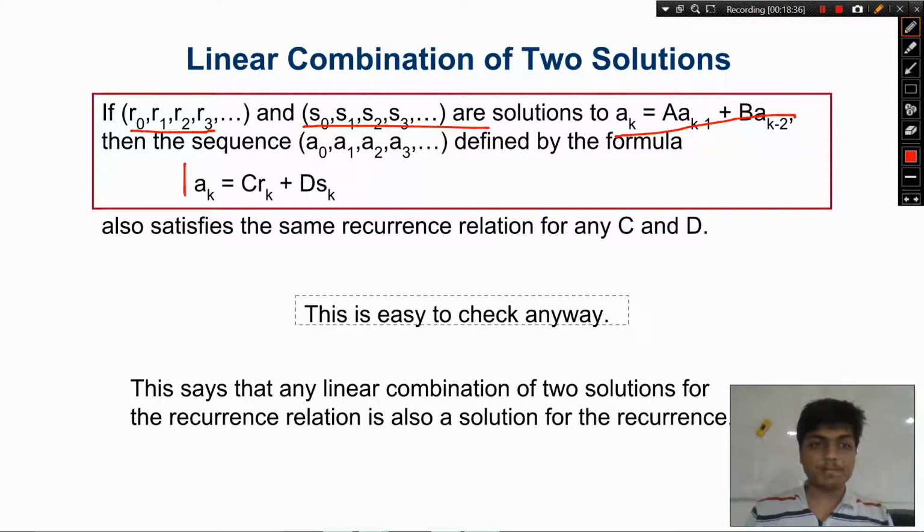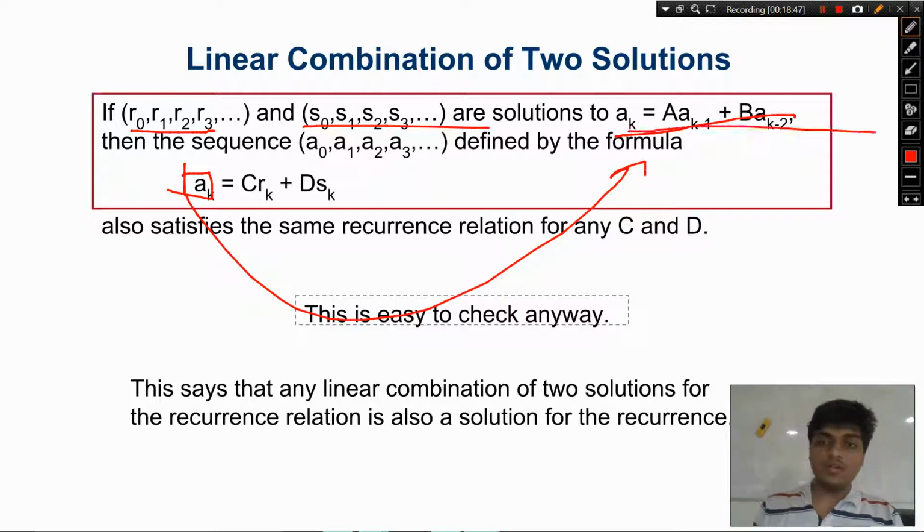This is very easy to check. You can just see that because all these three things are linear, a linear combination of the inputs will also equal the linear combination of the outputs, right?